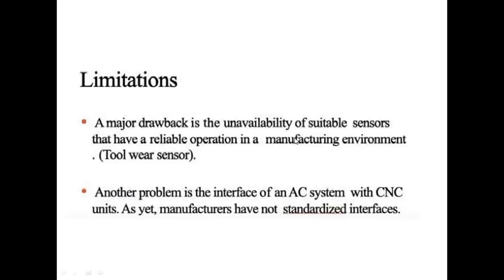When it comes to limitations, you see, major drawback. This first point is applicable to your adaptive control with optimization. The drawback was the unavailability of suitable sensors, right? Sensors which do not have a reliable operation in the manufacturing environment, so you are not able to measure the tool wear directly. So that is a drawback, because the ACO system is a part of the AC system, right? The adaptive control system. So we're considering both systems' limitations here.